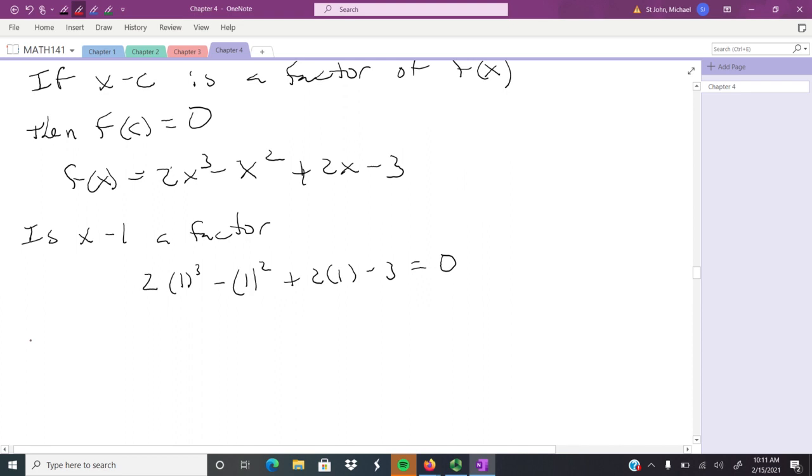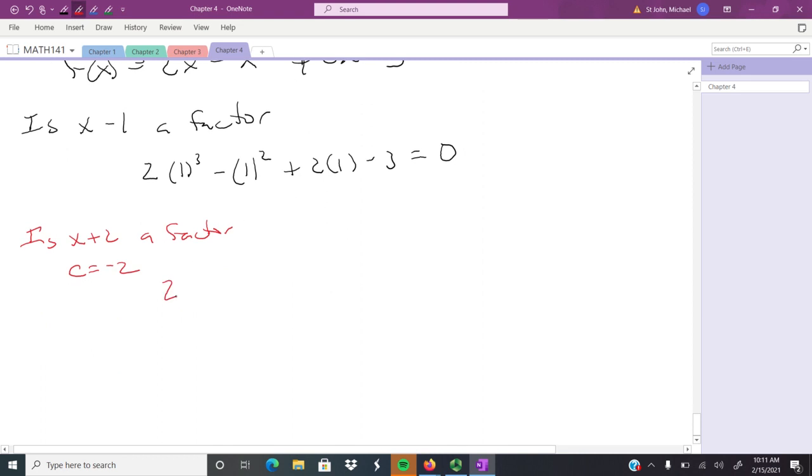And then is x plus 2 a factor? Right? So that would mean here that c is going to be negative 2. So this is going to be 2 times negative 2 cubed minus negative 2 squared plus 2 times negative 2 minus 3, which gives us a negative 27. So this is not a factor.